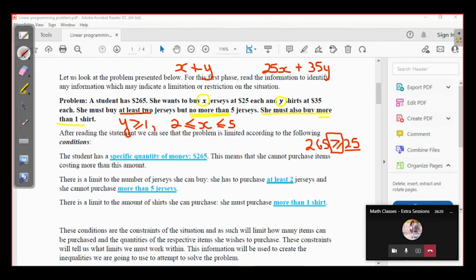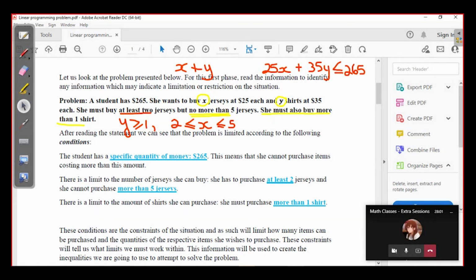Is there a restriction on how much money I can spend? Lovely. We only have $265. So if we only have $265, how would we write an inequality now to represent the total amount of money spent on the jerseys and shirts, but ensuring that it does not exceed the 265? That's it. That's all there is to it.